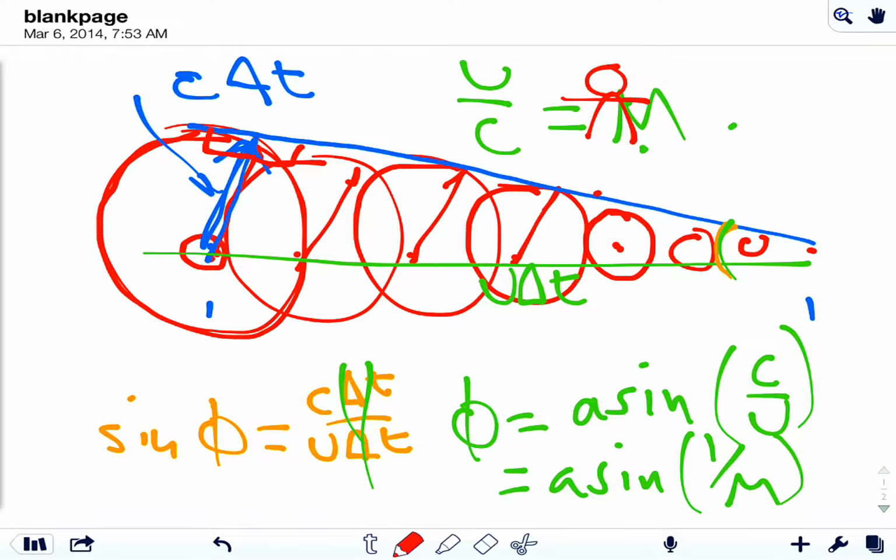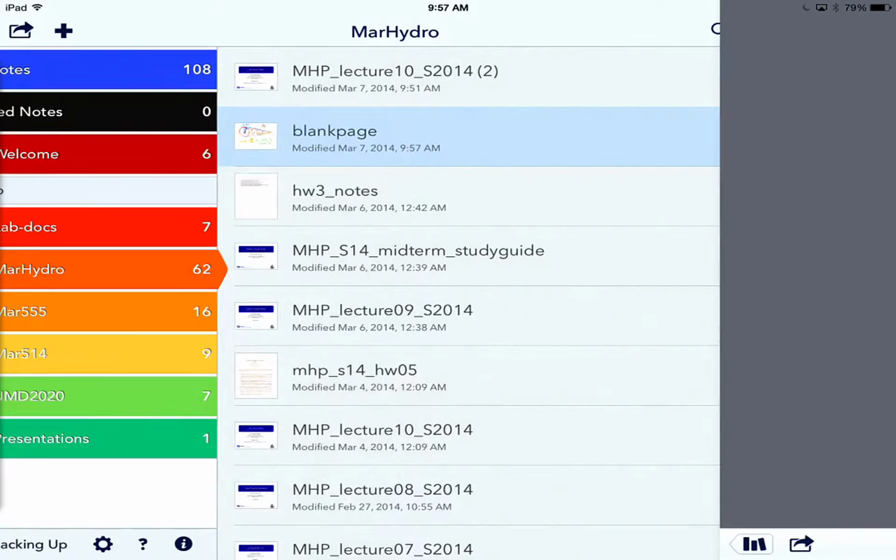Now, a ship is the same thing in shallow water. We have c delta t. In fact, everything's the same. Absolutely everything's the same. Let me just go back to the one slide here.